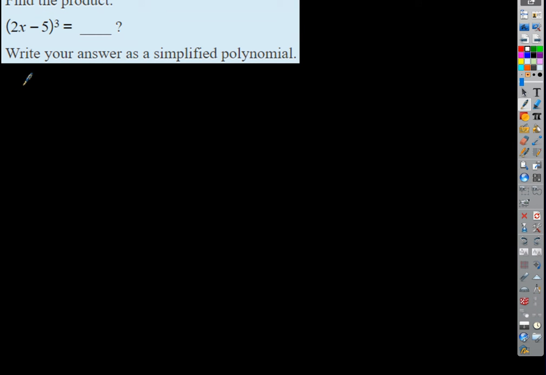If I want to do something like a binomial squared, we already knew that one. What's the pattern for that? If I have a plus b squared, what does that have to be? Jalen? A squared plus 2ab plus b squared.